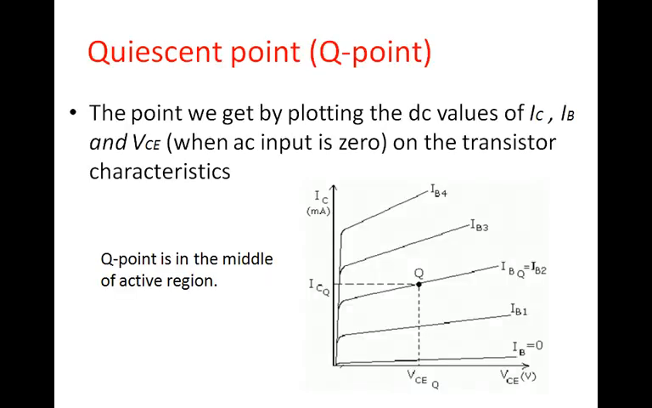So the Q set point, or Q point, or DC operating point, is the point we get by plotting the DC values of IC, collector current, IB, base current, and VCE when the AC input is zero. So we are considering only DC sources. Whatever AC input is there in the amplifier, we have to make it zero on the transistor characteristics. Then you will get the Q point in the middle of the active region. So the Q point is IC versus VCE.